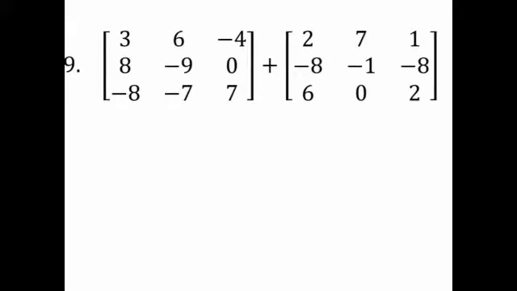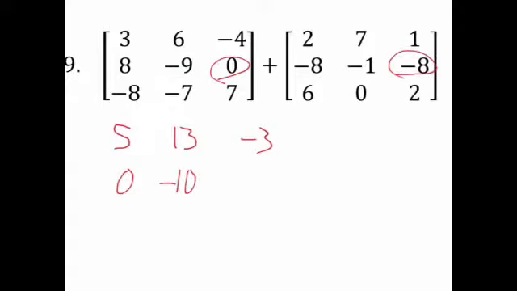On 9, we have to add the corresponding pieces. So I'm going to take the first items and add them together. That's going to give us 5. 6 plus 7 is 13. Negative 4 plus 1 is negative 3. And moving down to the next row, 8 plus negative 8 is 0. Negative 9 plus negative 1 gives us negative 10. 0 plus negative 8 is negative 8.